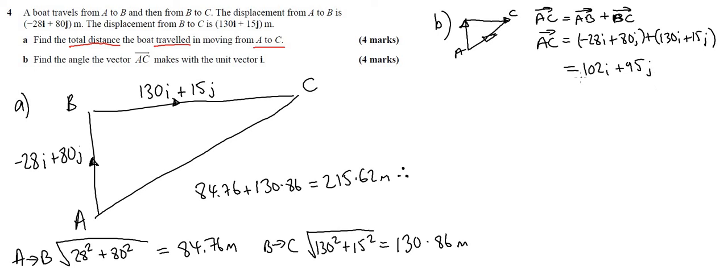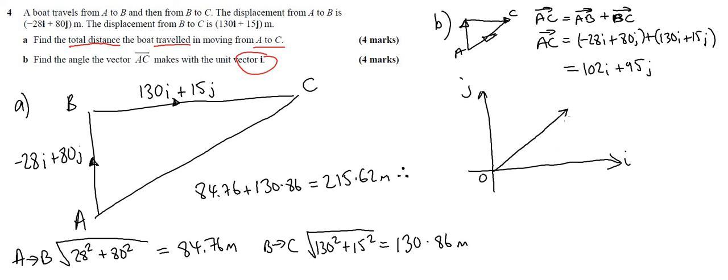So now I've got my AC vector. Now I have to work out what my angle with the i unit vector is going to be. Again, let's draw a diagram. My axes: this is my i unit vector, this is my j unit vector. That's 0 as always. These are both positive, so this is going 102 in the i direction and 95 in the j direction.